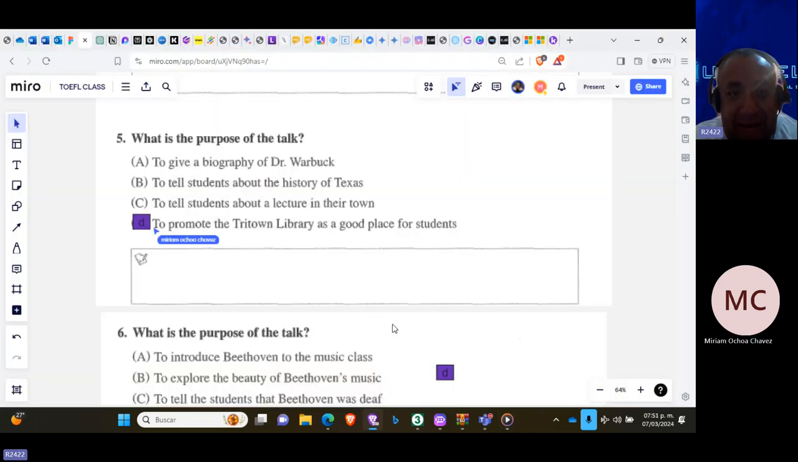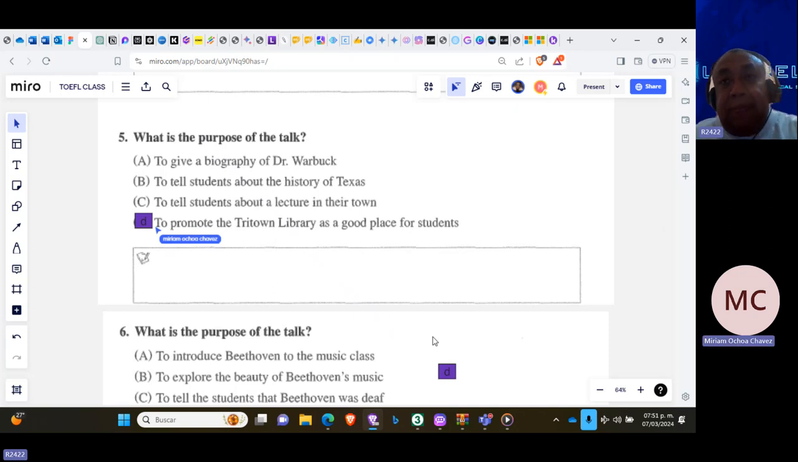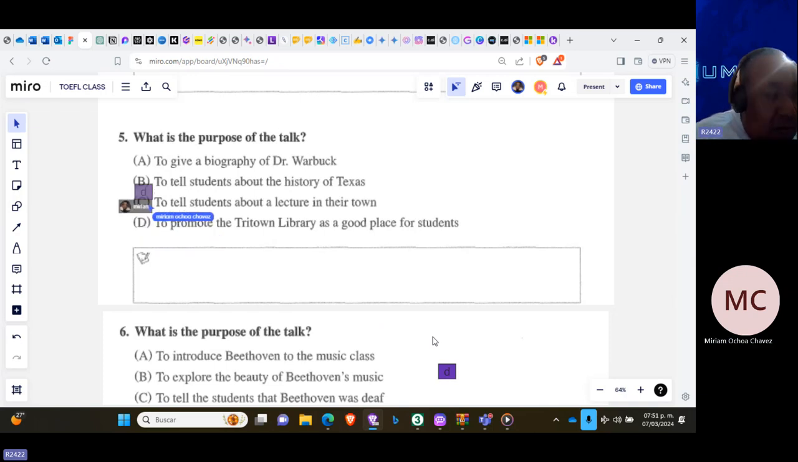Number 5. Listen to a teacher talking to students. I know you feel you have better things to do on a Thursday night, but Dr. Arnold Warbach is coming to town this week. He's the historian who wrote The History of the Lone Star State, which is an incredibly well-done history of Texas. He'll be giving a lecture at the Tri-Town Library this Thursday at 7 o'clock. What is the purpose of the talk?